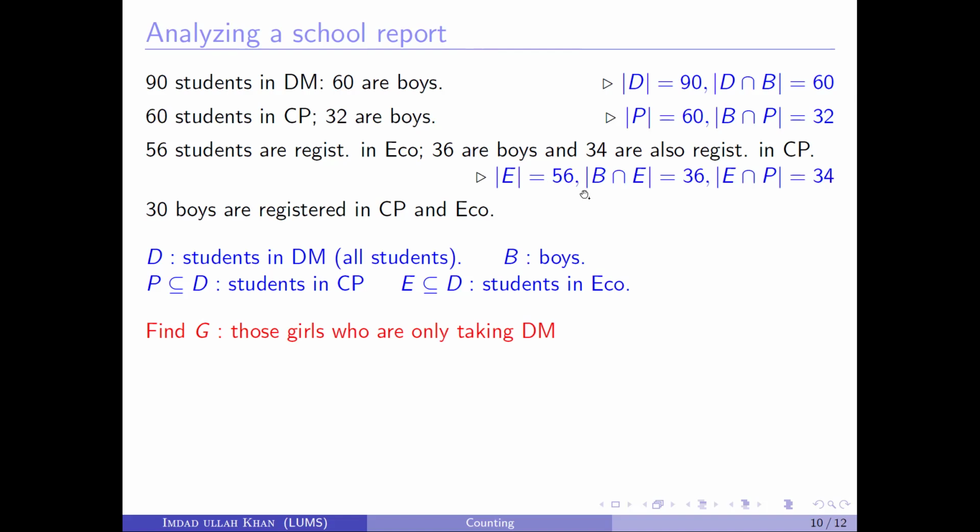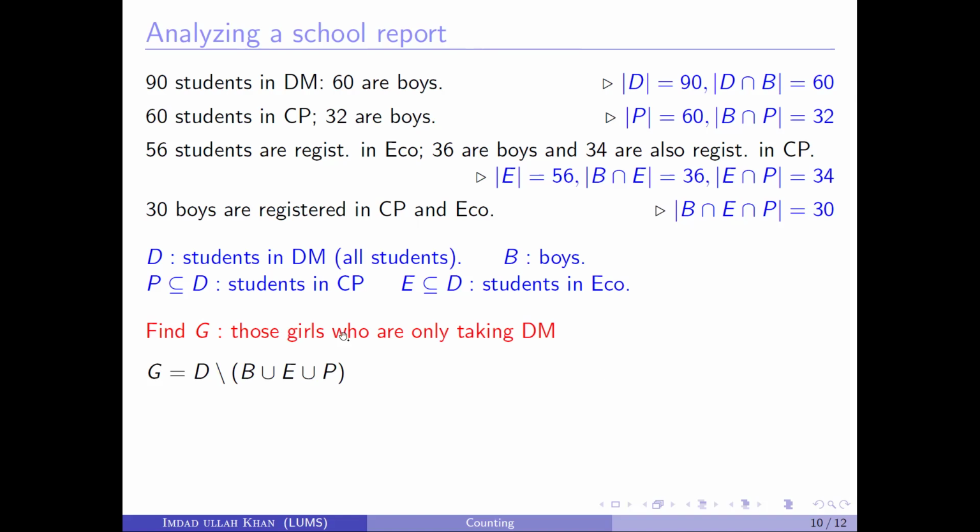56 students are registered in econ, and boys who are enrolled in econ are 36. 34 students are taking econ as well as the programming course. So we have now many cardinalities. The last cardinality which we model over here is that 30 boys are taking econ as well as programming. So there is 30. So we are interested in computing girls in discrete math.